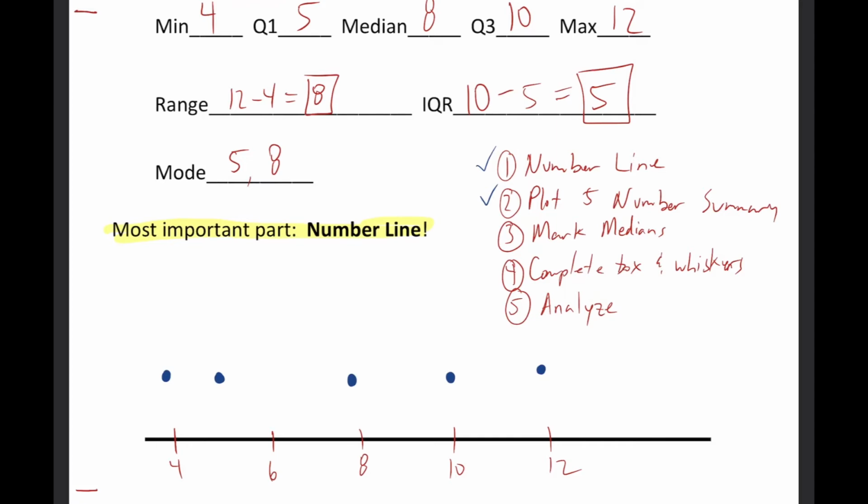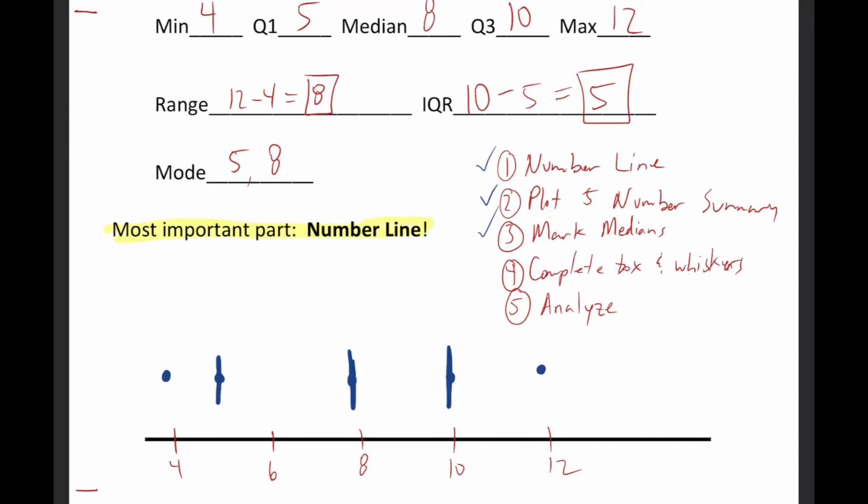All right, done that, my next step is to mark my medians. And so my median is 8. Then I have my Q1, which is 5. And then I have my Q3, which is 10. All right, so I've marked my medians. And so far, I haven't really done anything new. This is all things that I've been doing all along.